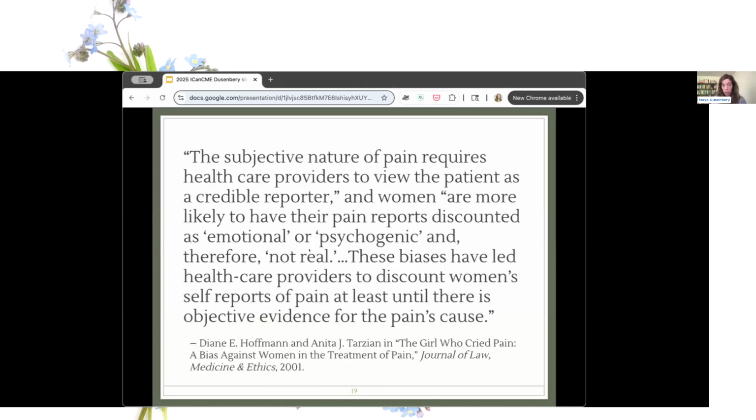And in a seminal 2001 article called "The Girl Who Cried Pain," the authors described the problem like so. And this article was specifically exploring how this led to the undertreatment of women's pain, but it really applies not just to pain, but to any subjective symptoms, like, for example, fatigue or dizziness or nausea. Basically a lot of the symptoms that actually bring patients into the medical system can't be objectively measured or verified. And so providers are relying on the patient's report. And if you're not seen as a credible reporter, that's a really big problem.